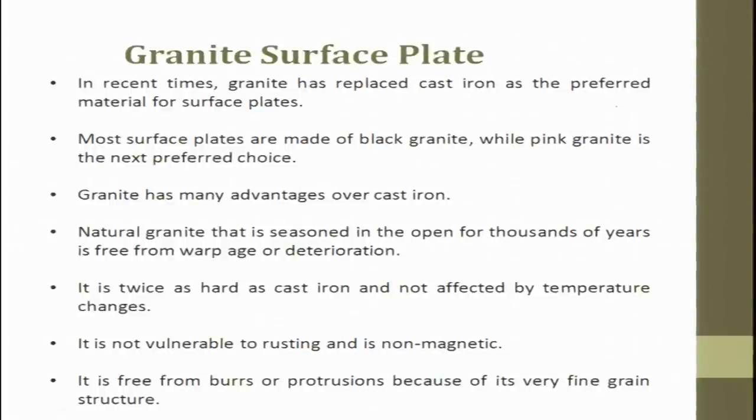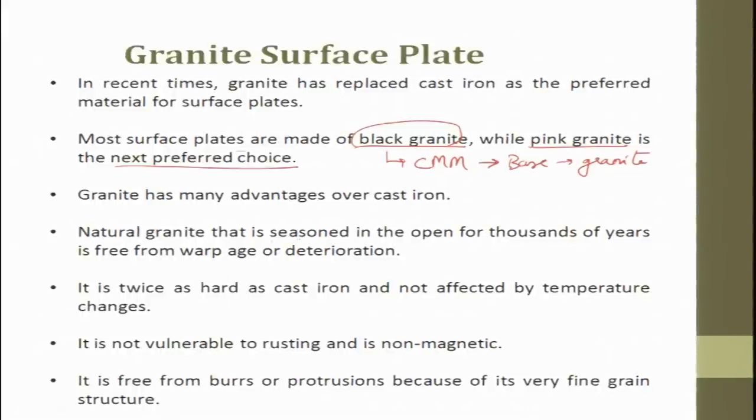Granite surface plates have started replacing cast iron surface plates. Most surface plates are made out of black granite, while pink granite is the next preferred choice. Black is very common, and that is why you see these surface plates. When you buy a CMM, a coordinate measuring machine, the base of the machine is always granite. Granite has many advantages over cast iron.